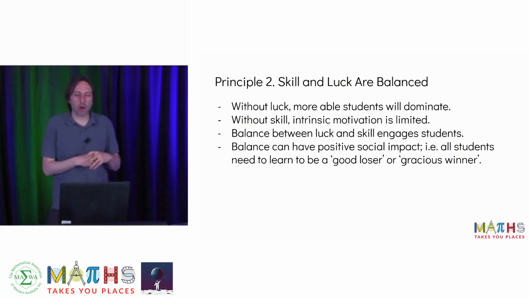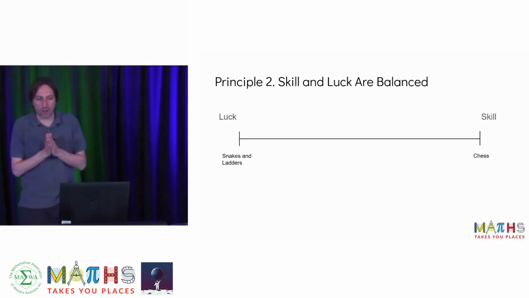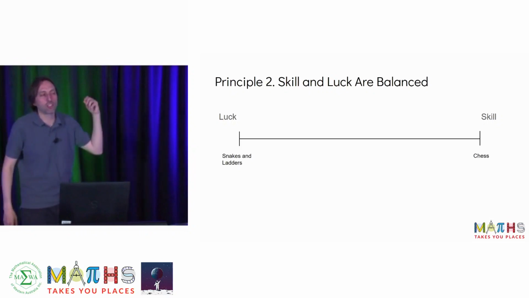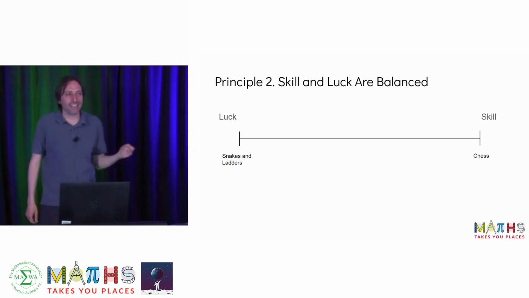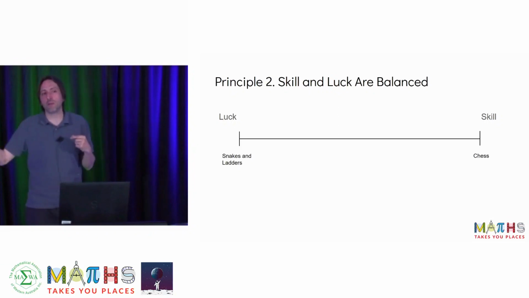So I think there's a lot to be said about trying to get skill and luck to be balanced. And we might think of two extreme examples of games here. In terms of a pure luck game, at least in terms of how it's normally played, we have snakes and ladders. In terms of what we might think of as a pure skill game, we have chess.